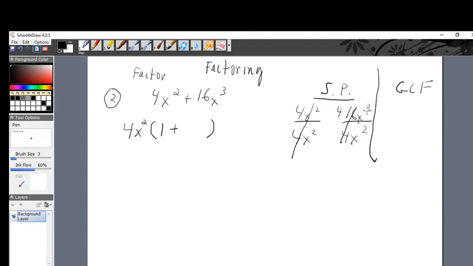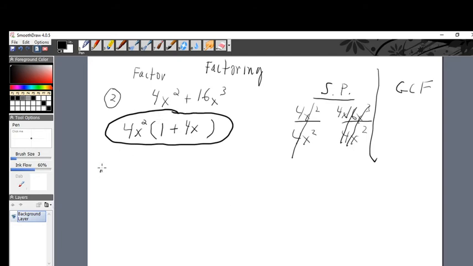x cubed over x squared, 3 minus 2 is 1. Remember, x to the fifth over x to the third is x to the second. Remember our rules? Those 4 rules I kept putting up? x cubed divided by x squared is just plain x to the 1. So it turns into x to the 1. And what do I fill this in with? 4x. We have successfully factored this. We got the GCF out, we worked it out, and we have factored problem number 2.